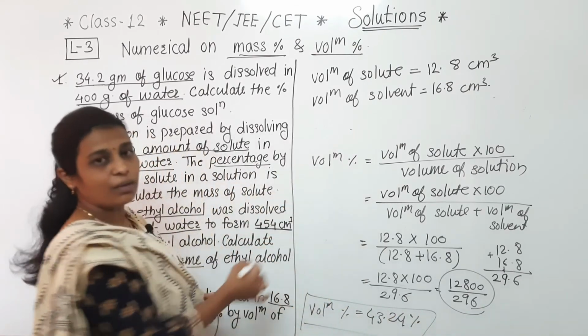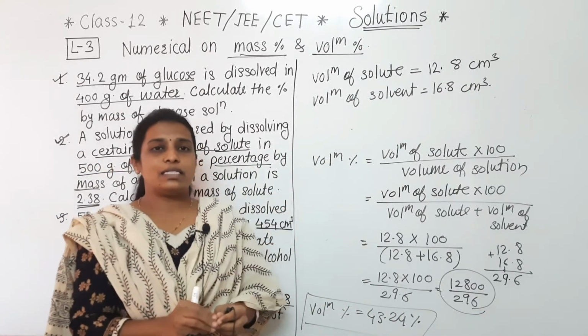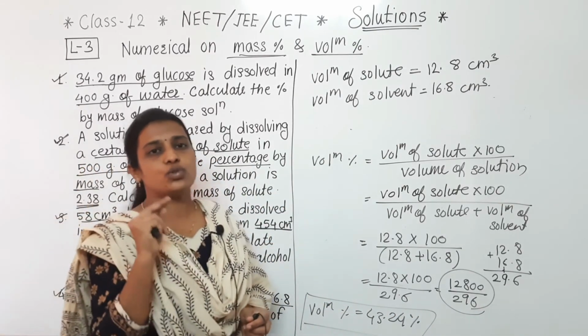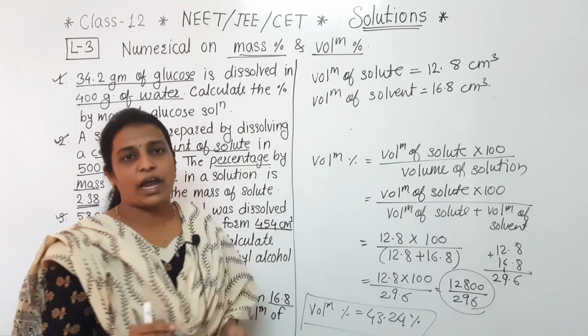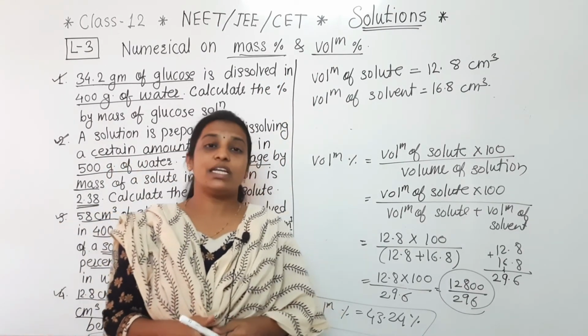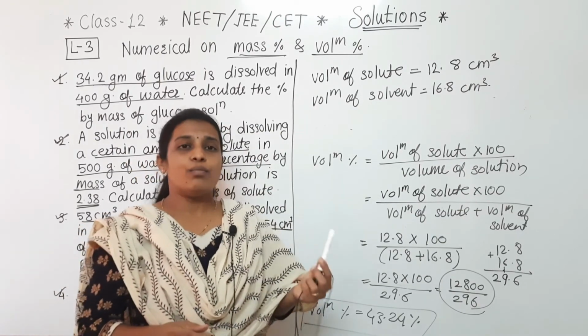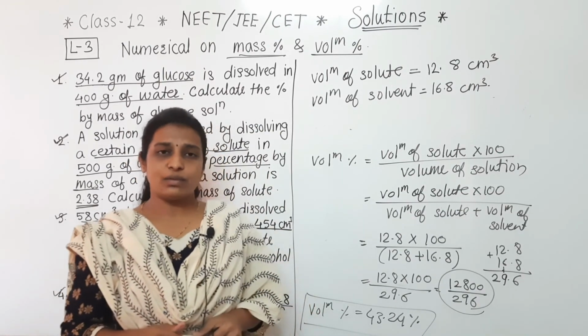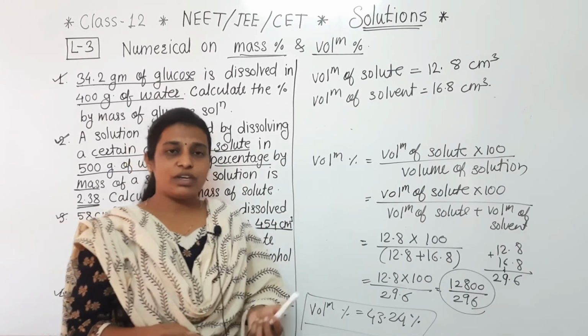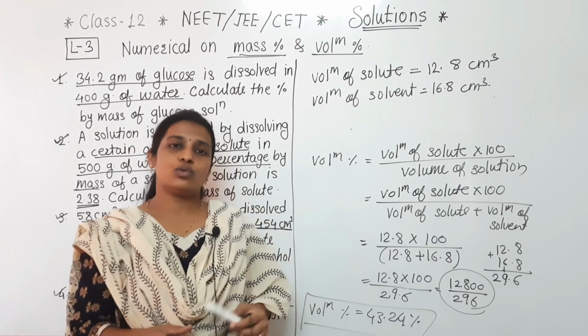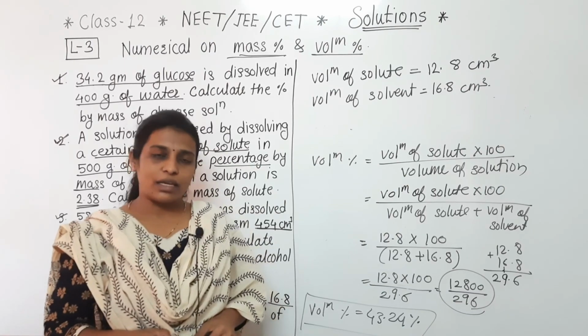43.24%. So here we have completed our 4 examples which are based on the 2 types, that is the mass percentage and the volume percentage. In the next lecture we will discuss the numerical based on the mole fraction as well as molarity. So in such a way we will complete the numerical part also and theory part also. Thank you all of you.